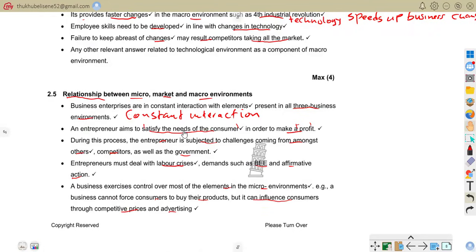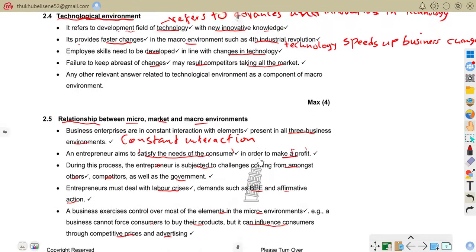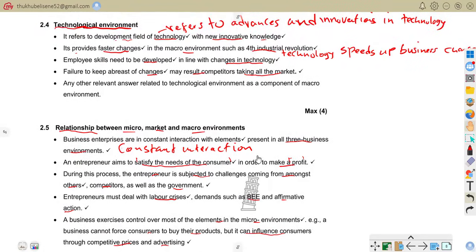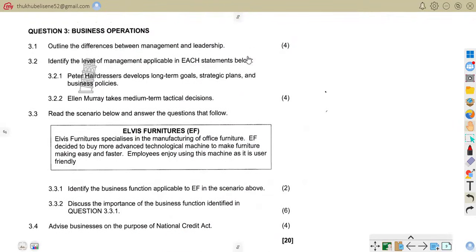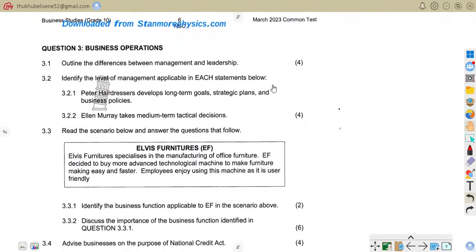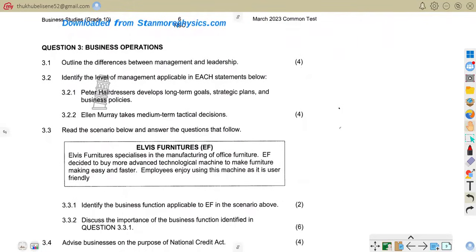So now let us move on to question 3, because this is the end of question 2. Here we are on question 3, business operations. 3.1 says, outline the difference between management and leadership.